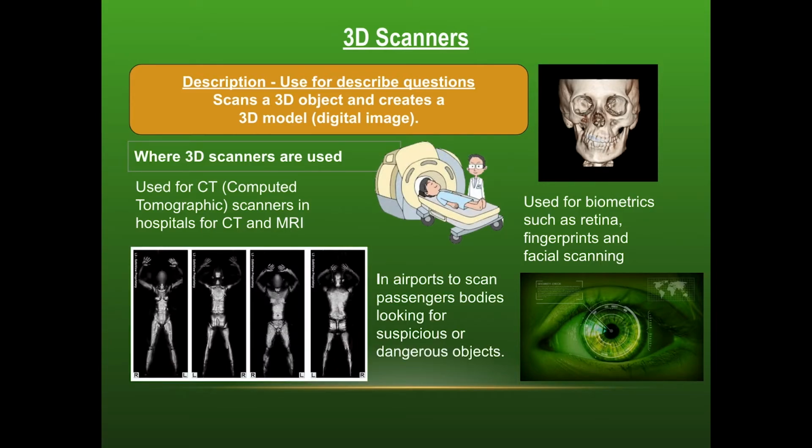It's also used again in airports. So if you're familiar with going through security, you have to take off all your belt and your shoes and things, and then you go through a body scanner. And that's used to get a 3D image of you and identify if there are any unusual objects or something suspicious on your person that they want to pull you aside and ask you more questions.